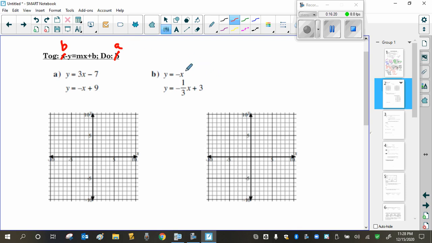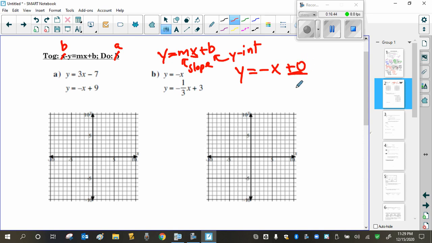So we have to know how to graph y equals mx plus b, where the number at the end is the y-intercept, and the number in front of x is the slope, which means rise over run. Here, y equals -x, you don't have a number at the end, but you kind of do. You just put +0. So 0, 0 is the y-intercept and the x-intercept for the first line.